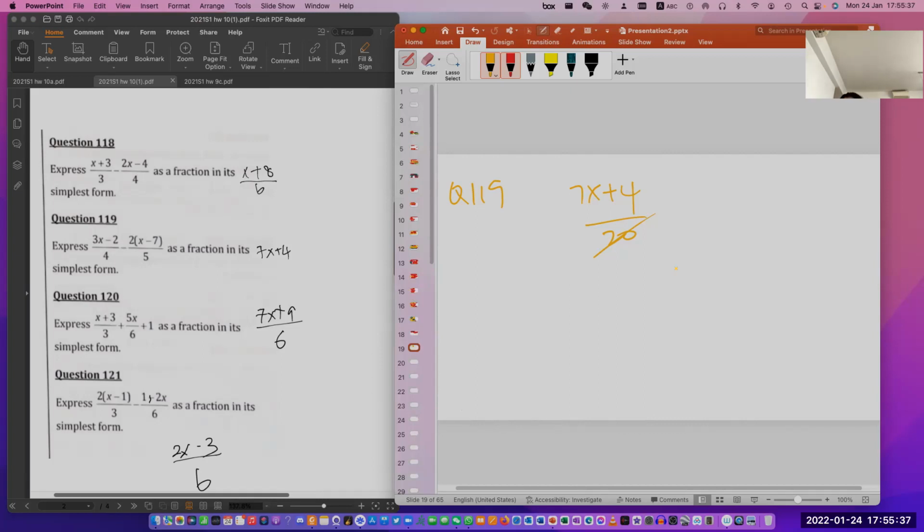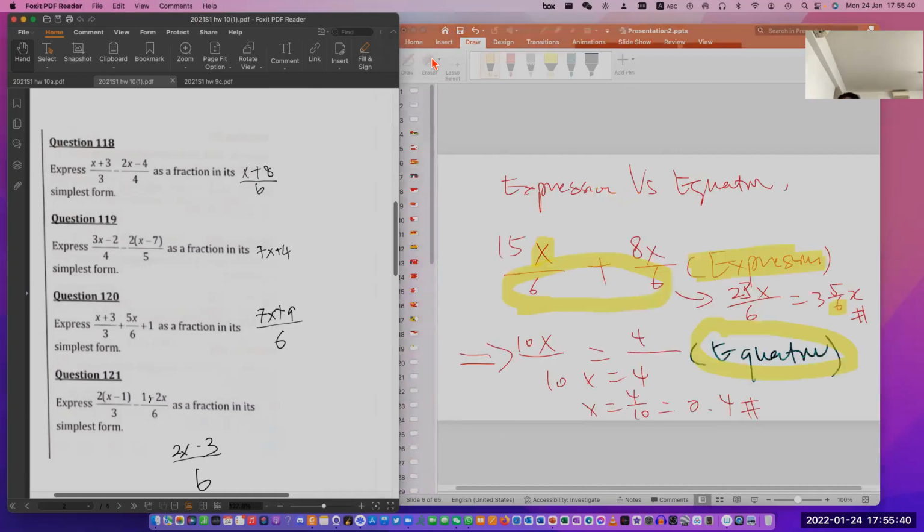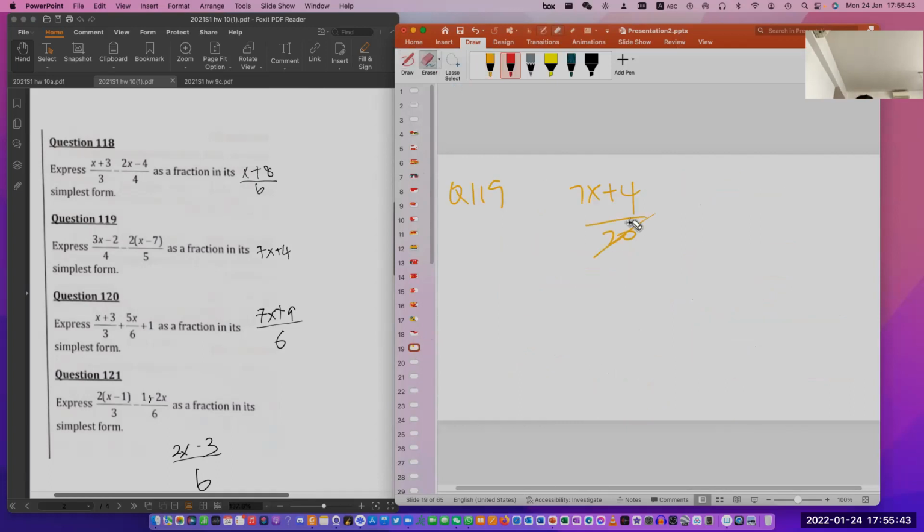Okay, so I will let you try 119 right now, right here on this white canvas. Please do it here. You don't have to jump steps, just do it step by step.